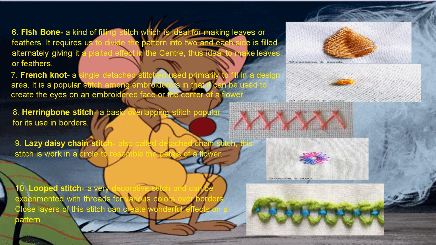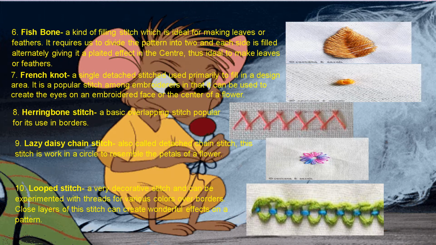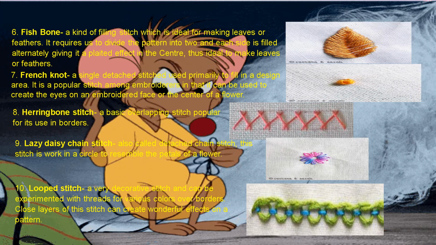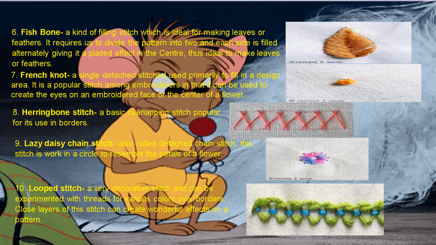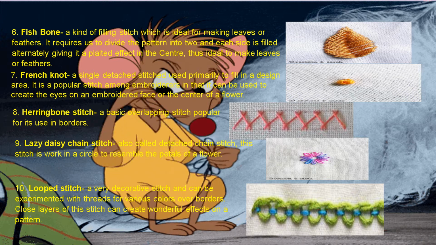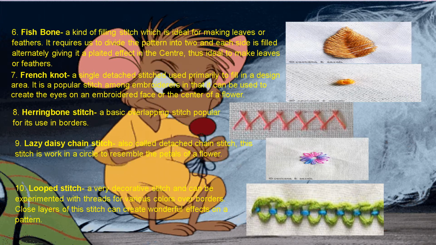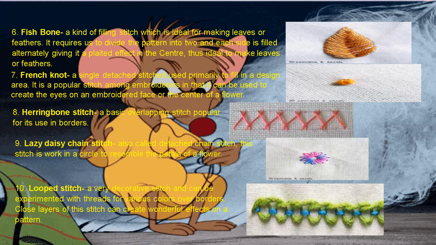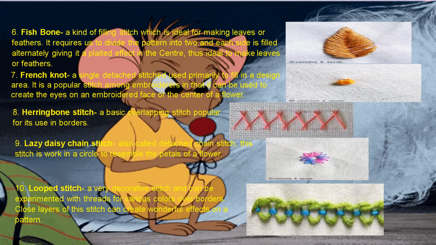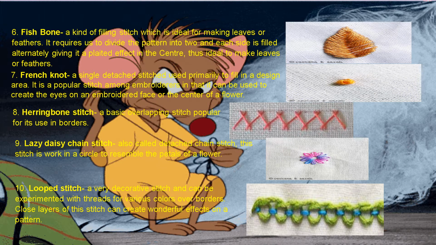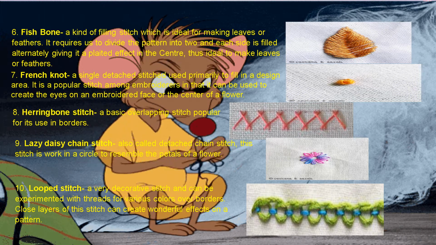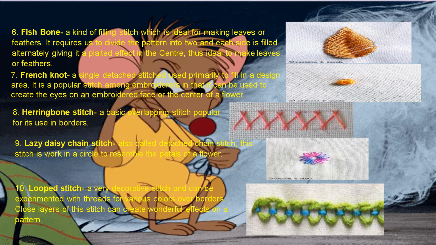Number 9. Lazy daisy chain stitch, also called detached chain stitch. This stitch is worked in a circle to resemble the petals of a flower. Number 10. Loop stitch, a very decorative stitch that can be experimented with using threads of various colors over borders. Close layers of each stitch can create wonderful effects on a pattern.